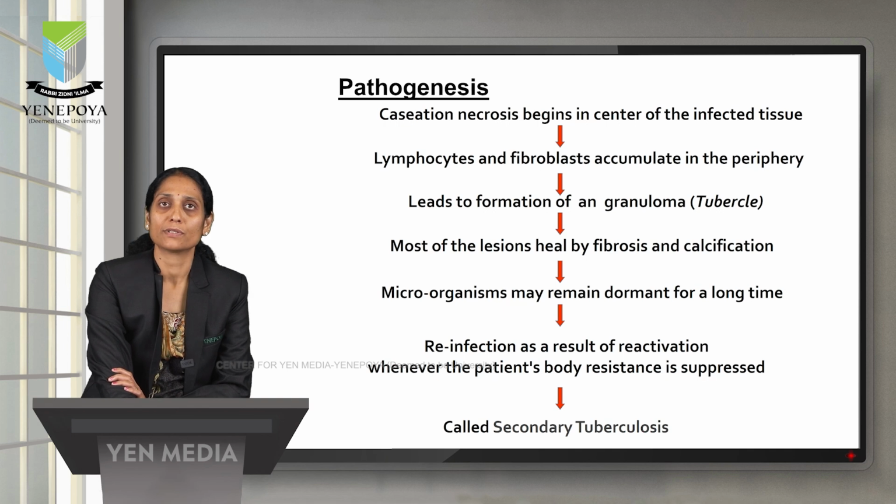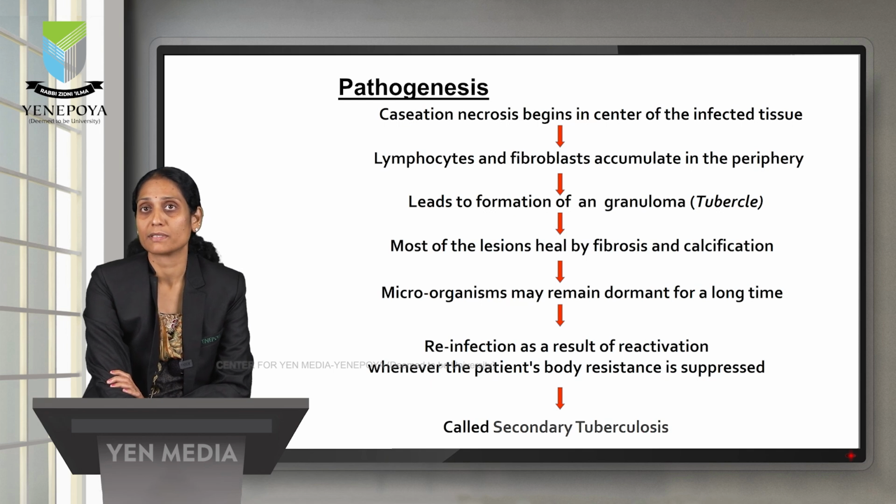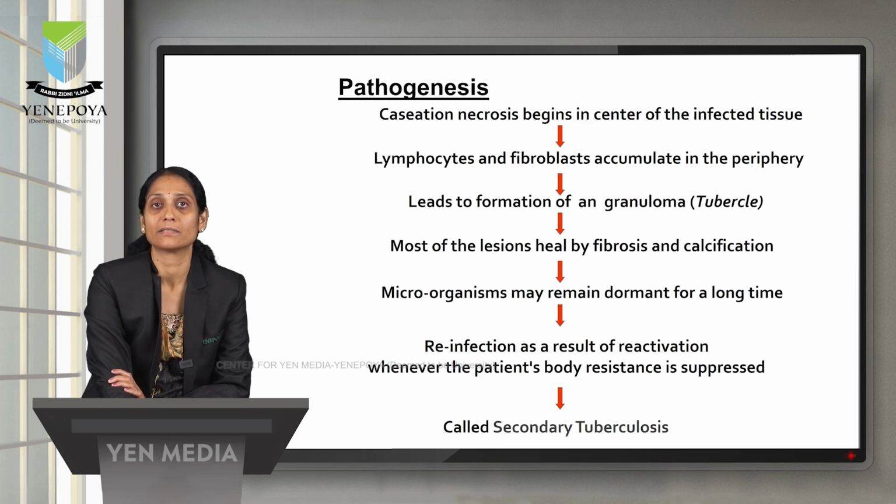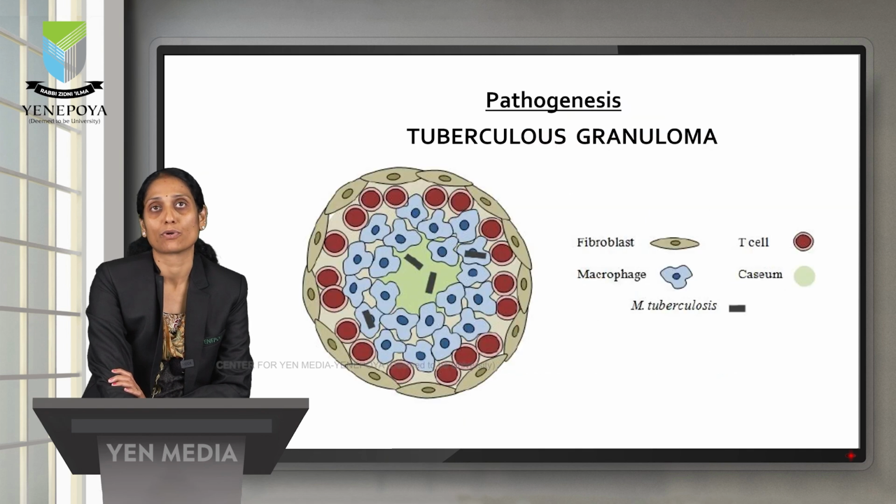Most of the lesions heal by fibrosis and calcification, but the microorganism may remain dormant for a long time. This is called reinfection as a result of reactivation, whenever the patient's resistance is decreased or suppressed. So this is called secondary tuberculosis.